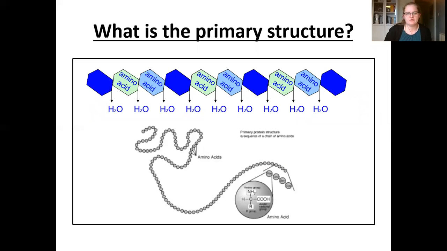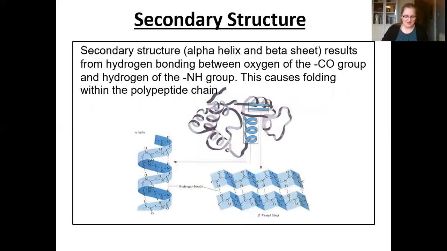Another way of looking at primary structure is amino acid, amino acid, amino acid, all joined together doing condensation reactions. So we've lost lots of water to join them together. Then we get on to our secondary structure. Our secondary protein structure can have two different forms, and it can come either in an alpha helix or a beta pleated sheet. And this is all to do with hydrogen bonding that's going on between them. And so we get this specific folding.